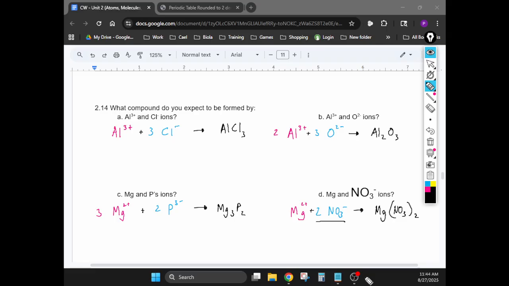All right, any questions on any of those specifically? Okay, that's how you figure out what ionic compound is formed by these ions. Alrighty, if there are no questions, let's go on to the last part of the unit.